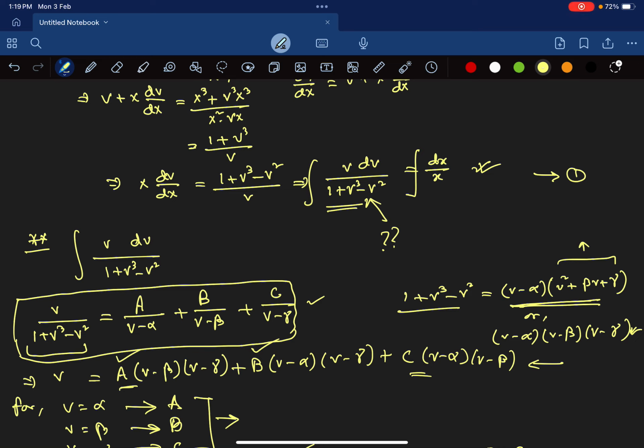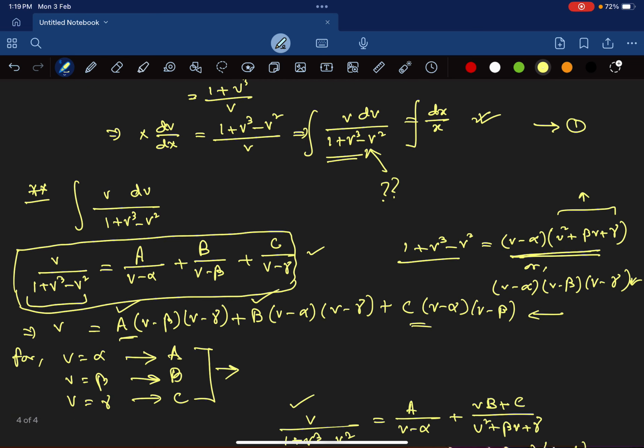If you are unable to factorize this, then you will get a certain amount of marks. Okay, so if you have any doubt, you can obviously ask, or otherwise we can end here.